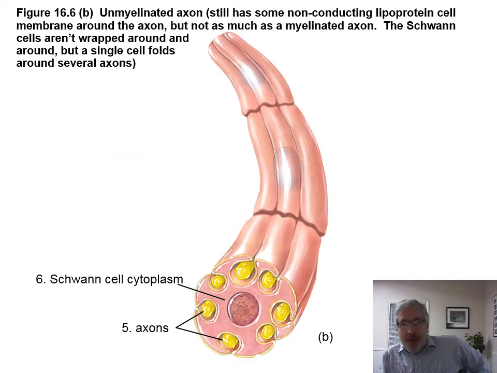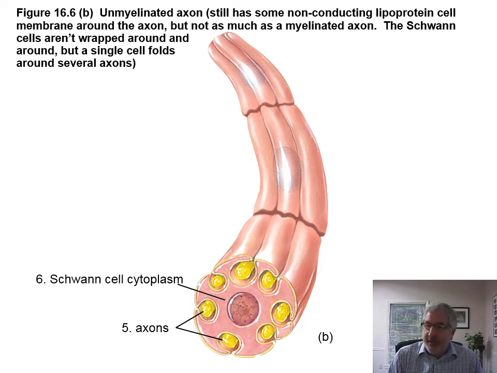Here's what an unmyelinated axon would look like. You still have some lipoprotein cell membrane wrapped around the axon, but it's not as much as in a myelinated axon. The Schwann cells aren't wrapped all the way around. They're only wrapped around maybe once. And a single cell folds around several axons. So the nerve impulse doesn't travel as quickly down these.